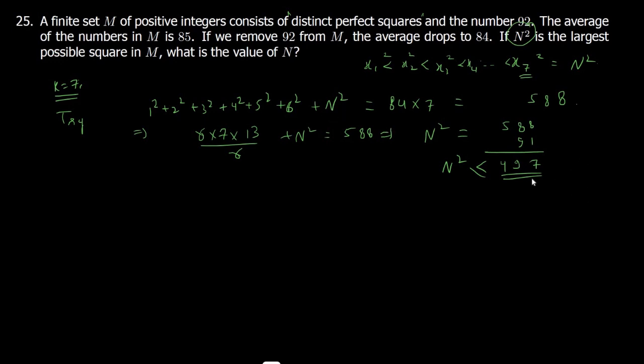And the perfect square near to this is 484, which is 22 square. And the next higher is 576, which is actually 24 square.